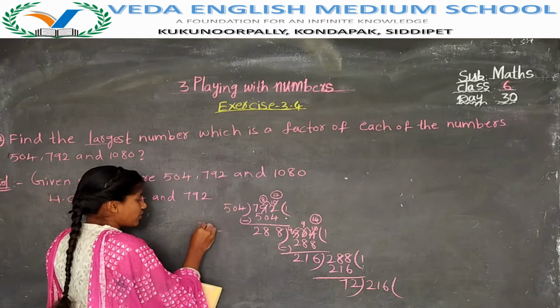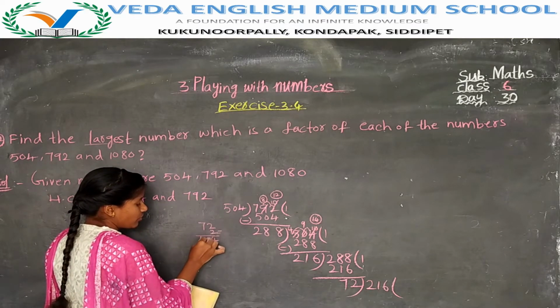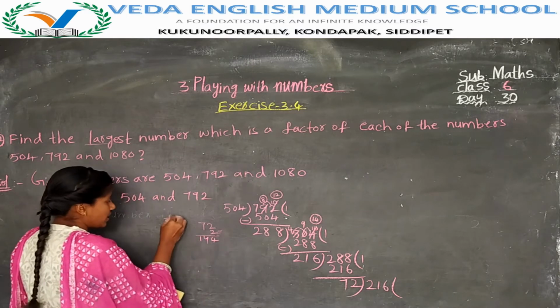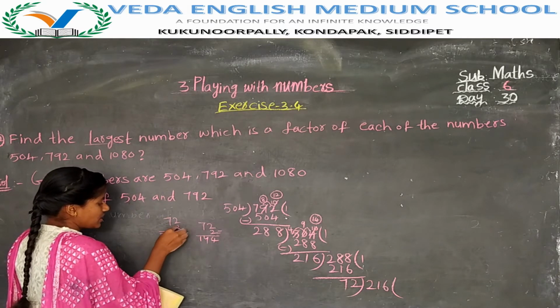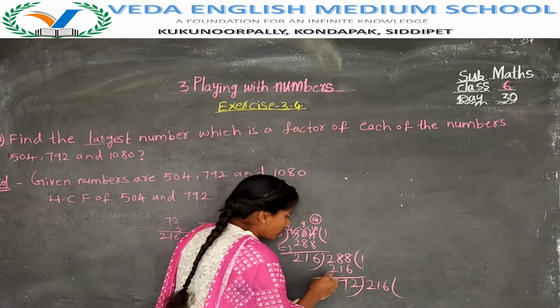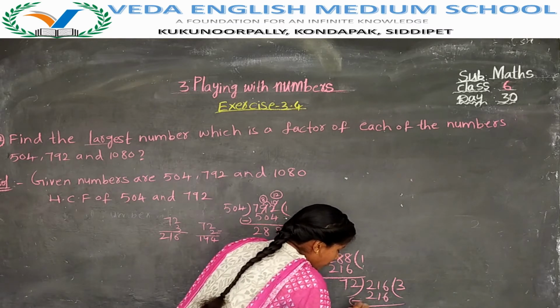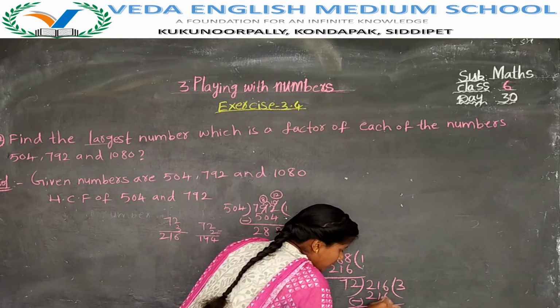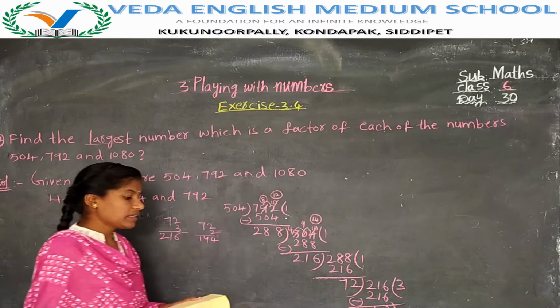Now check. 72 ones are 72. 72 twos are 144, a smaller number. Then 72 threes are 216. So here you got 72 threes are 216. 6 minus 6 is 0. 1 minus 1 is 0. 2 minus 2 is 0. Here we got the remainder as 0.